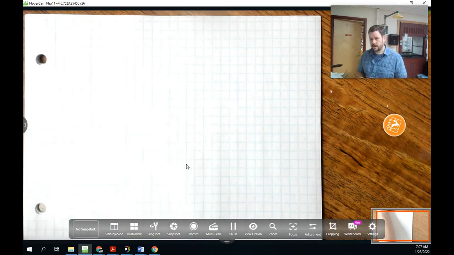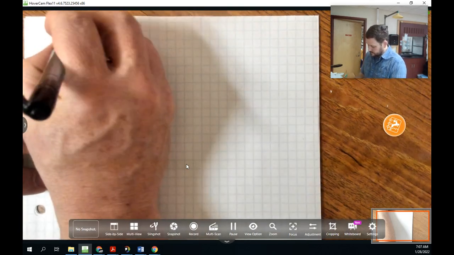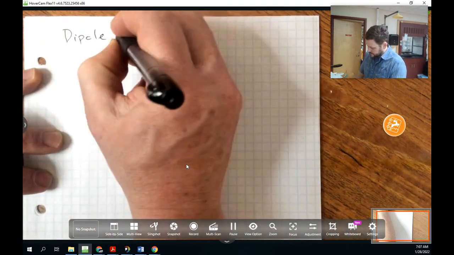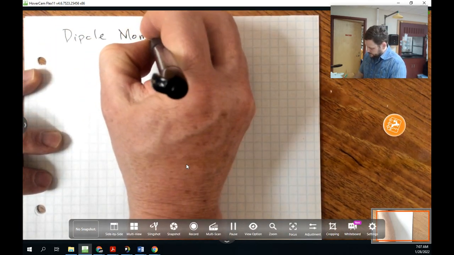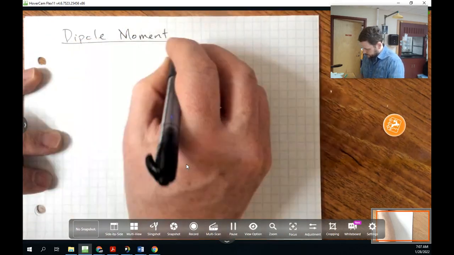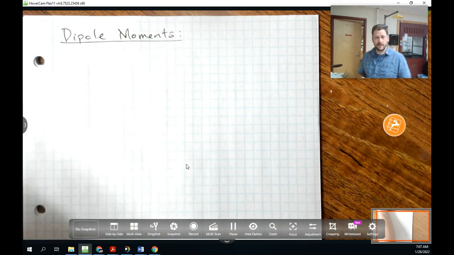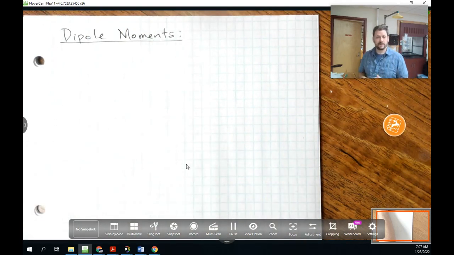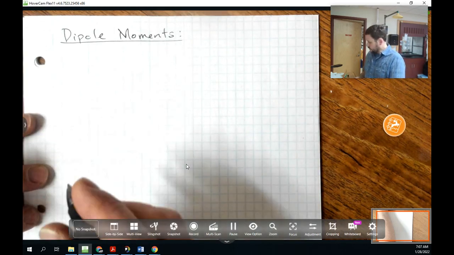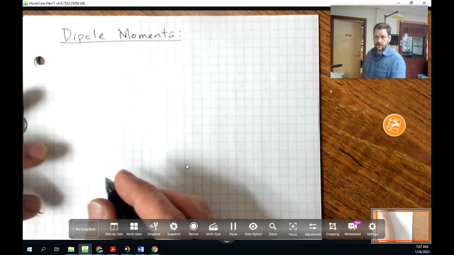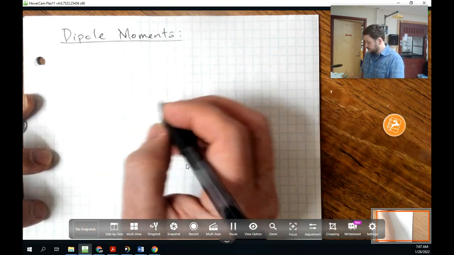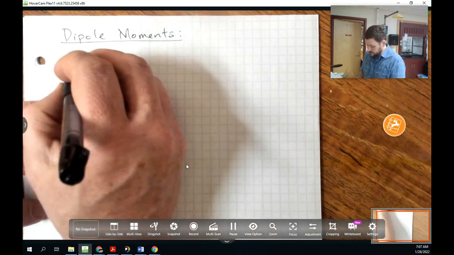In these notes, we're going to talk about something called a dipole moment. And a dipole moment is not a moment in time. A dipole moment is actually a force vector that describes an uneven distribution of charge, or a case where the center of positive charge and the center of negative charge are not in the same place.